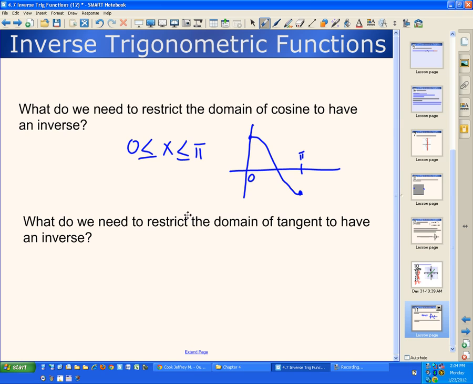And then how would we restrict tangent? Well, tangent is going to be between asymptote and asymptote, and so if you remember, the asymptotes of tangent are the same as what we're restricting sine to, so we end up doing something like this as our restriction for tangent. So if you have any questions about these things, please come to class prepared to ask them, and we'll talk more about this in class.